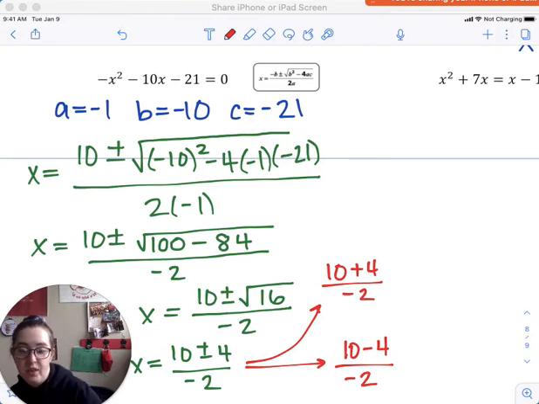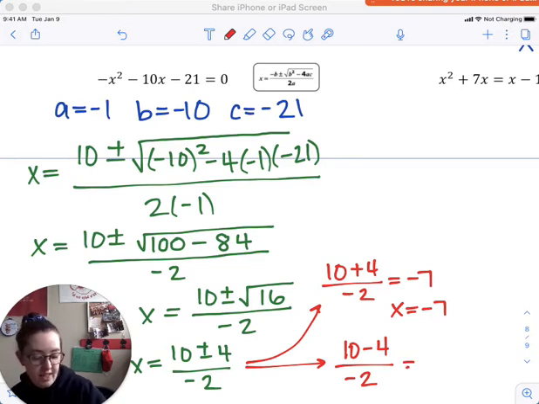10 plus 4 is 14, divided by -2 is -7, so we have x equals -7 for one of our answers. 10 minus 4 is 6, 6 divided by -2 is -3. So x also equals -3.